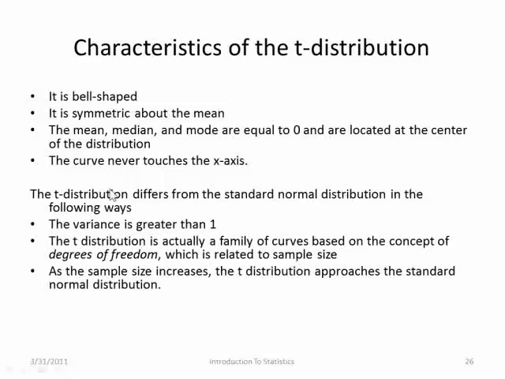Remember those days? So the t-distribution also differs a little bit from the standard normal, so the variance is bigger than 1 for the t-distribution. It's going to be larger. The t-distribution is actually the family of curves, as I stated, based on the degrees of freedom. And the degrees of freedom are related to the sample size. For confidence intervals, when you're using the t-distribution, the degrees of freedom is always equal to n minus 1.